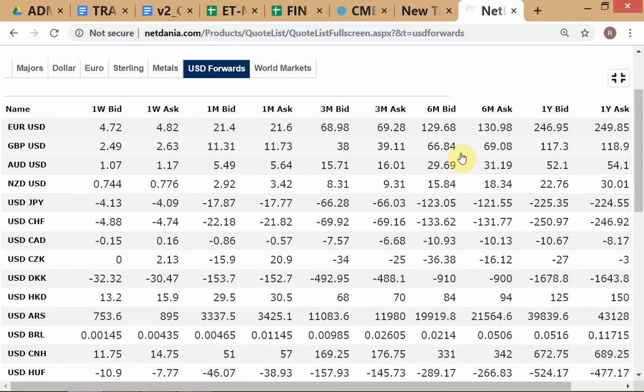So if they are looking to sell cable, what are they looking to buy? US dollars. Why? If they are selling cable, when we say selling cable, or selling dollar yen, we are always talking about the base asset in a market. So in the cable market, the base asset is sterling. So if they are selling cable, they are looking to buy dollars.